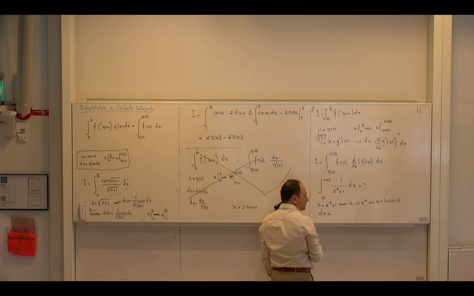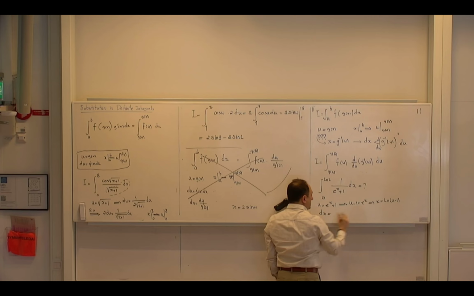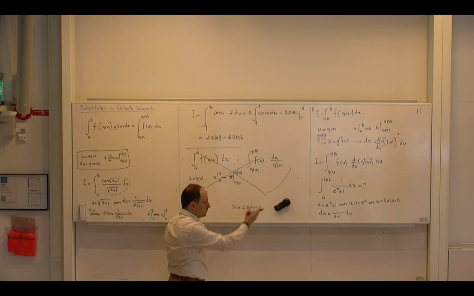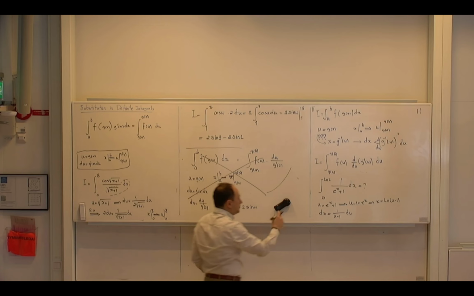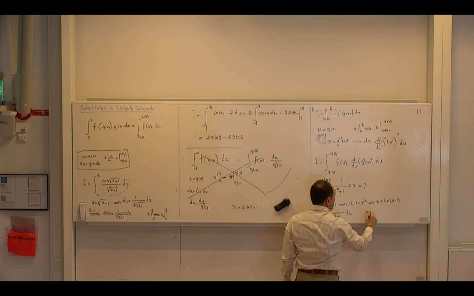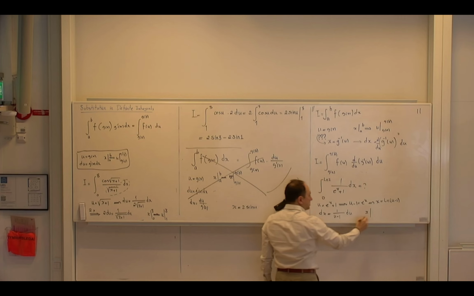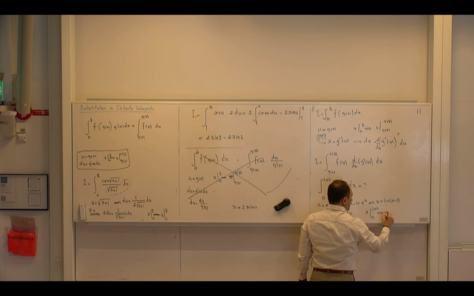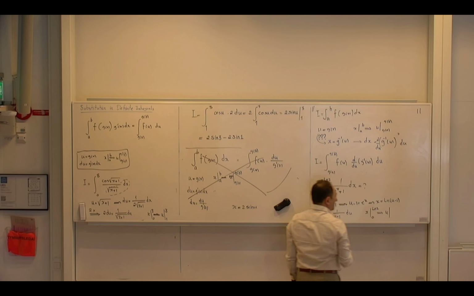What is dx? dx is 1 over u minus 1 du. The derivative of ln of u minus 1 is this one. And then I put everything back, but before doing that, let me take care of the limits as well. So x goes from 0 to ln of 2. Then what happens to my u?